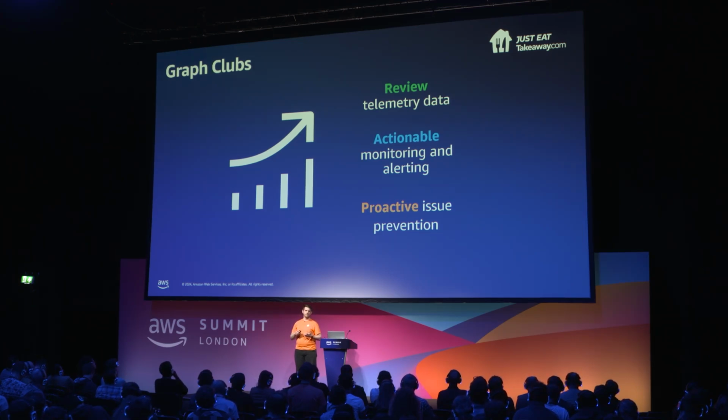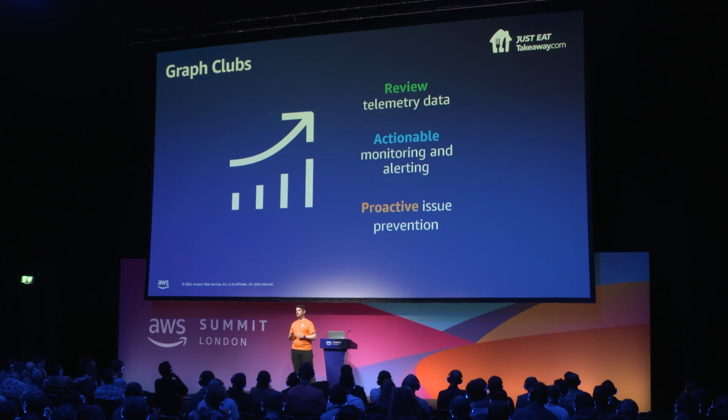Essentially, we're also striving for happy and healthy teams, and part of that is for our on-call teams. We want them to be responding to actionable alerts and to avoid alert fatigue due to noise. Graph clubs present an opportunity for teams to review their telemetry data, review their alerts, but they're also a chance for them to get together and look at the data and say, that just looks a little bit odd, and to dive into the detail of something that might become an issue in the future.